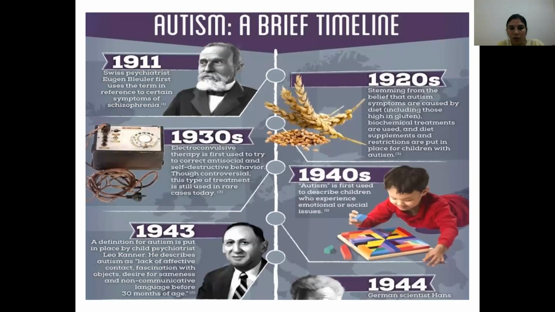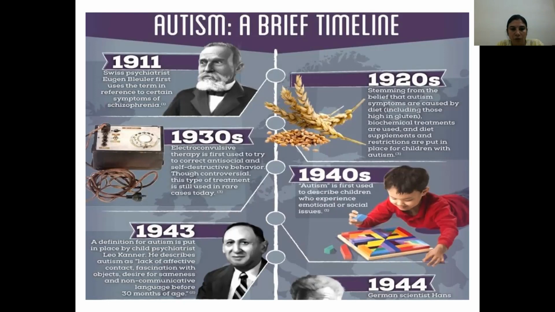1930s. Electroconvulsive therapy is first used to try to correct antisocial and self-destructive behavior. Though controversial, this type of treatment is still used in rare cases today. 1940s. Autism is first used to describe children who experience emotional or social issues.